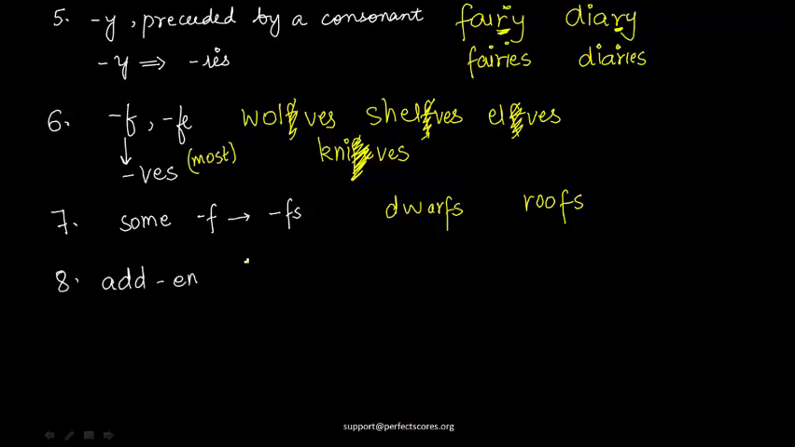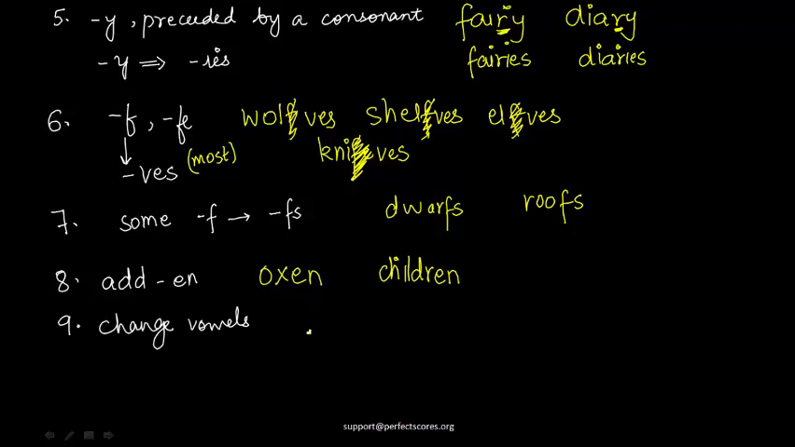Alright, sorry for that change over there. So the new rule is that there are some words in front of which all you need to do is add en. For example, ox gets converted into oxen. For some, you may have to add an extra letter. For example, for child, you need to add r and then en.